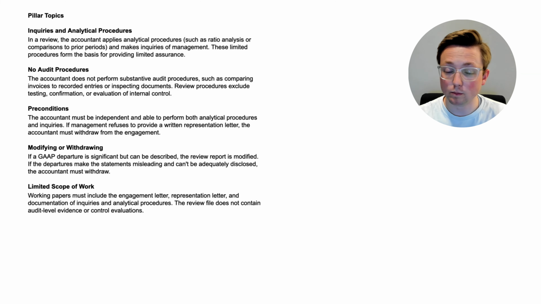But let's go ahead and go to modifying or withdrawing. If a GAAP departure is significant but can be described, the review report is modified. If the departures make the statements misleading and can't be adequately disclosed, the accountant must withdraw. So if you can't modify it without the financial statements being misleading, then you have to withdraw. And then finally, let's talk about the limited scope of the work. Working papers must include the engagement letter, representation letter, and documentation of inquiries and analytical procedures. The review file does not contain audit-level evidence or control evaluations. Again, those are the basic things you need to know for this blueprint topic about review procedures and review engagements.